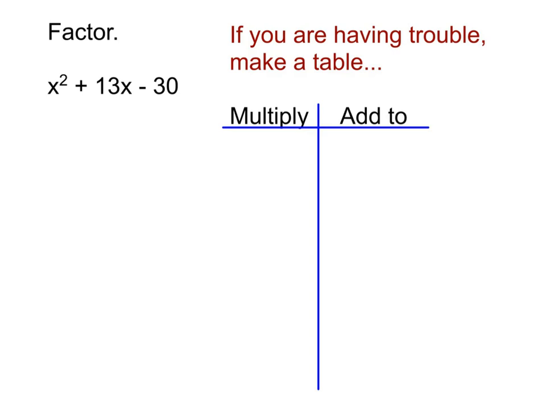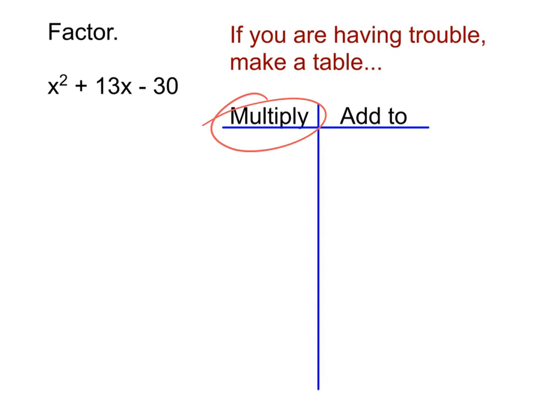When you get stuck, make a table. And in this table, what I want you to do is write out every possible way that you can multiply to the given number. Now notice, I start with the multiplying. I don't start with the adding, I start with the multiplying, because there's normally a shorter list for multiplying than there is for adding, so you'll save yourself some time and energy.